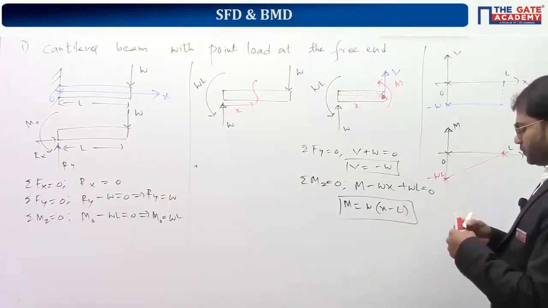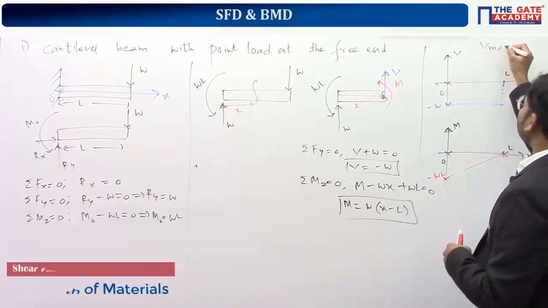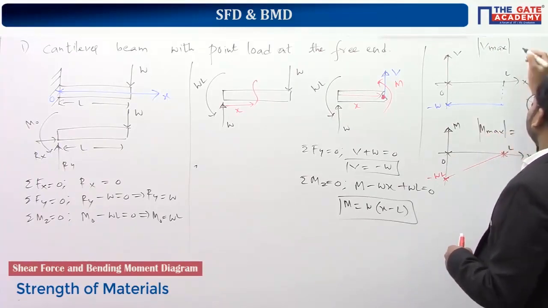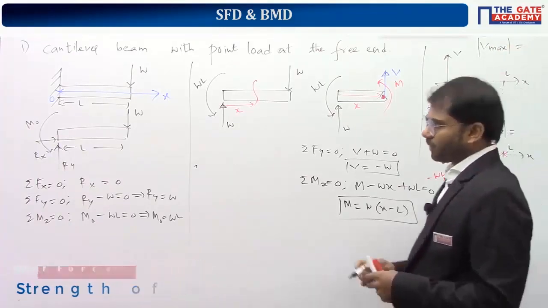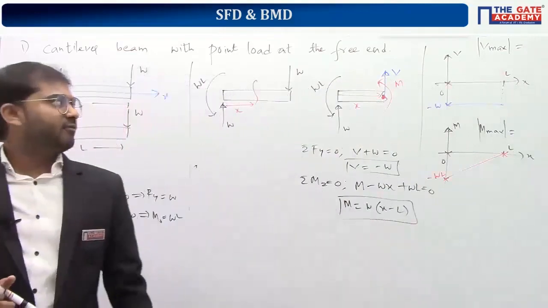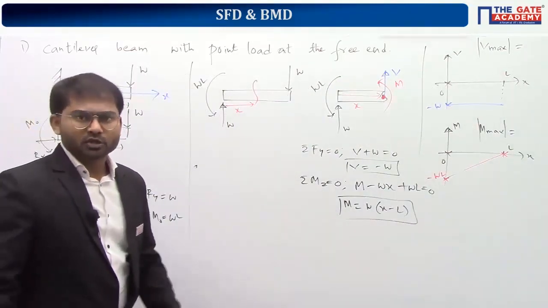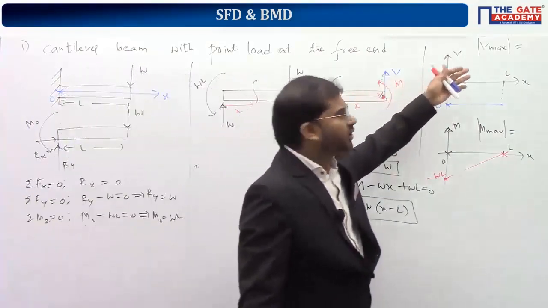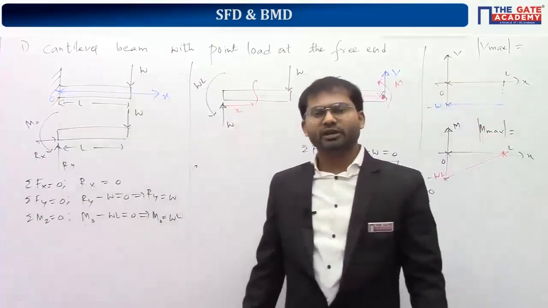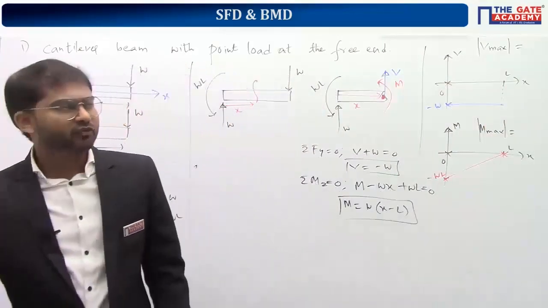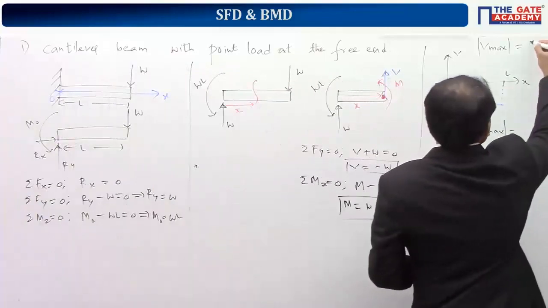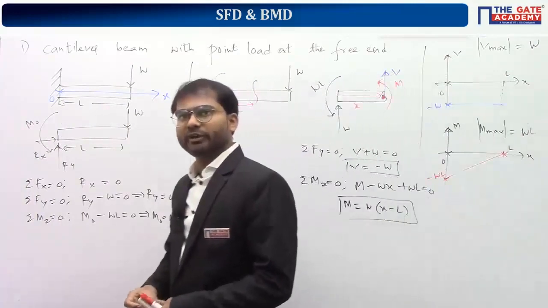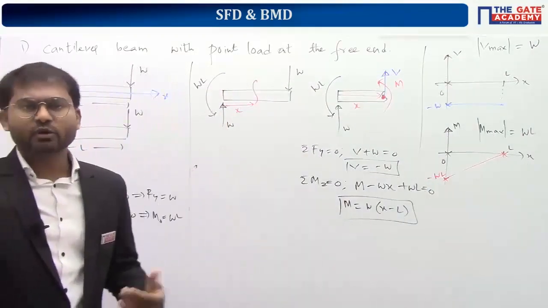Now if you see these two diagrams, we should identify what is the V maximum magnitude and what is the M maximum magnitude. May I know these two values? What is V max magnitude? We have to use those two values in the next chapter, because that's the location where we are going to get maximum shear stress value, and there's a location where we are going to get maximum bending stress value. So V max magnitude will be nothing but W, and M max magnitude, the maximum magnitude of bending moment, is nothing but W into L. Very good. Understand? This is how you should do every question.